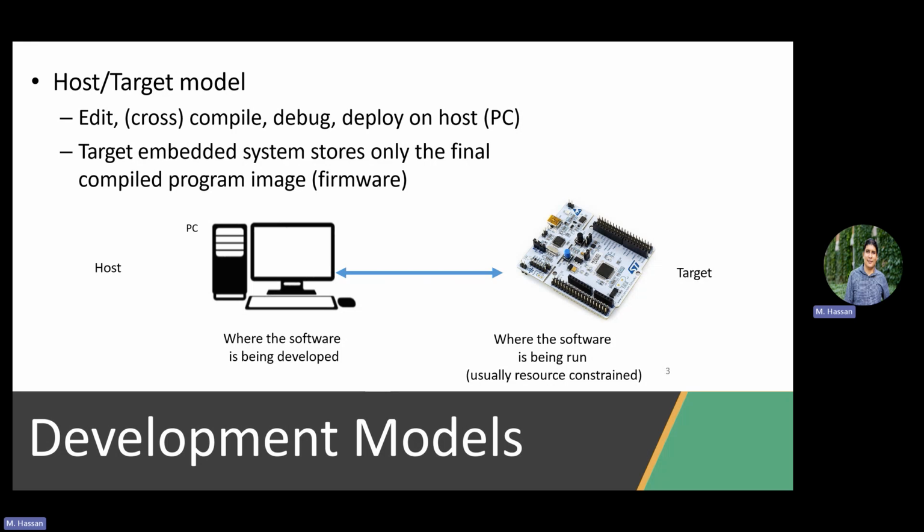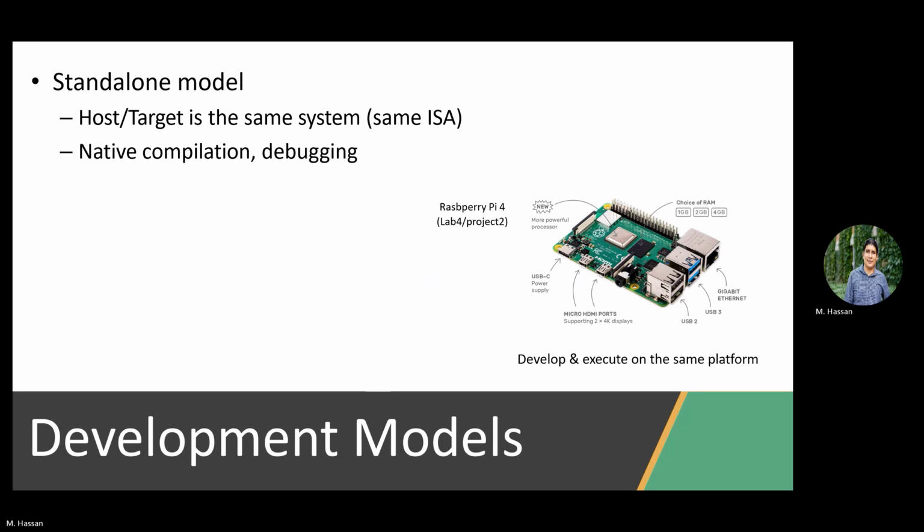These are some of the challenges that come with embedded systems that you never think about when you talk about a general purpose system. If you move to a more powerful embedded system, something like a Raspberry Pi or NVIDIA Nano GPU or a system on a chip, this enables you to develop on the same platform. We call this the standalone model, where your host and target are pretty much the same, as in the general purpose system.